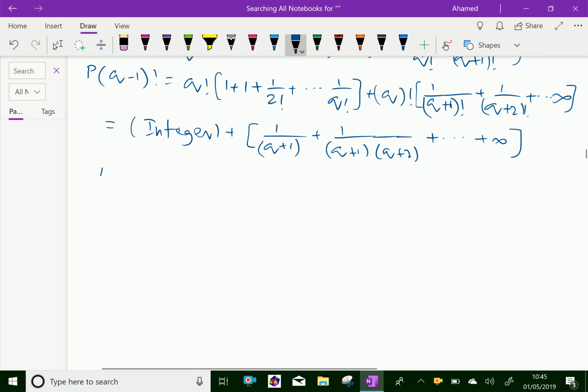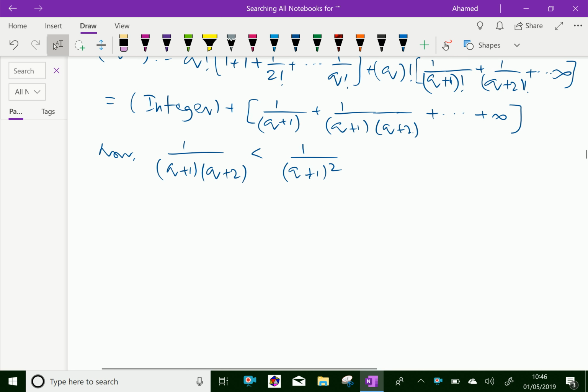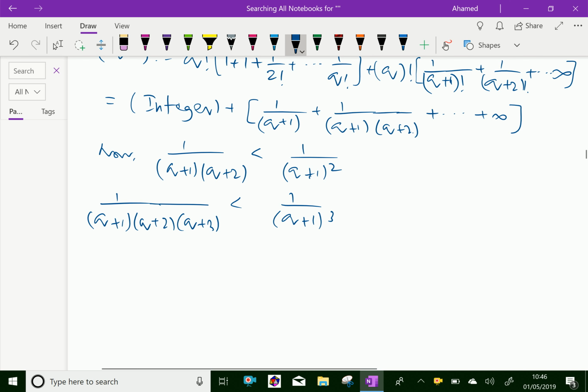Now we know that 1 over (q plus 1) into (q plus 2) is lesser than 1 over (q plus 1) square, because (q plus 1) into (q plus 2) is greater than (q plus 1) square. Similarly, 1 over (q plus 1) (q plus 2) (q plus 3) is lesser than 1 over (q plus 1) cube, and so on.